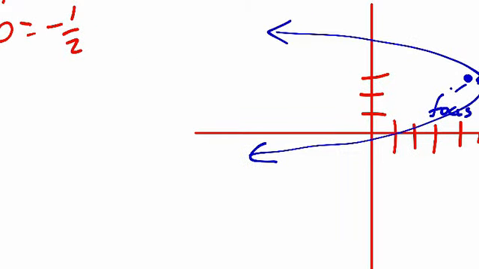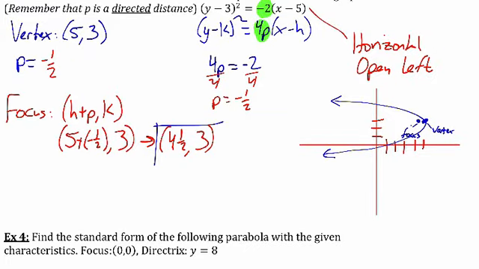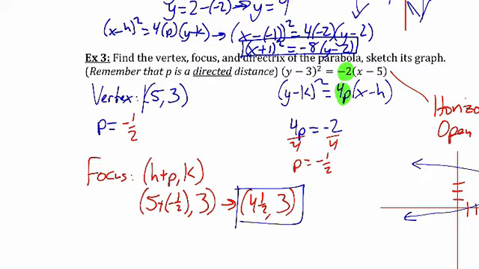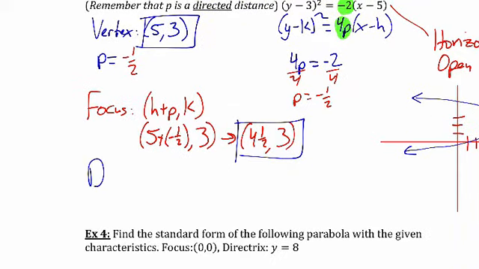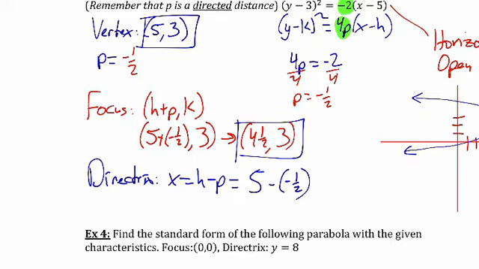The last thing we're asked to find is our directrix. So we got our vertex, we got our focus. The directrix is going to be the line x equals h minus p. So in the focus it was h plus p, in the directrix it's going to be h minus p. So we're going to have 5 minus negative 1/2. So in other words, 5 plus 1/2. So we got a directrix at x equals 5.5.